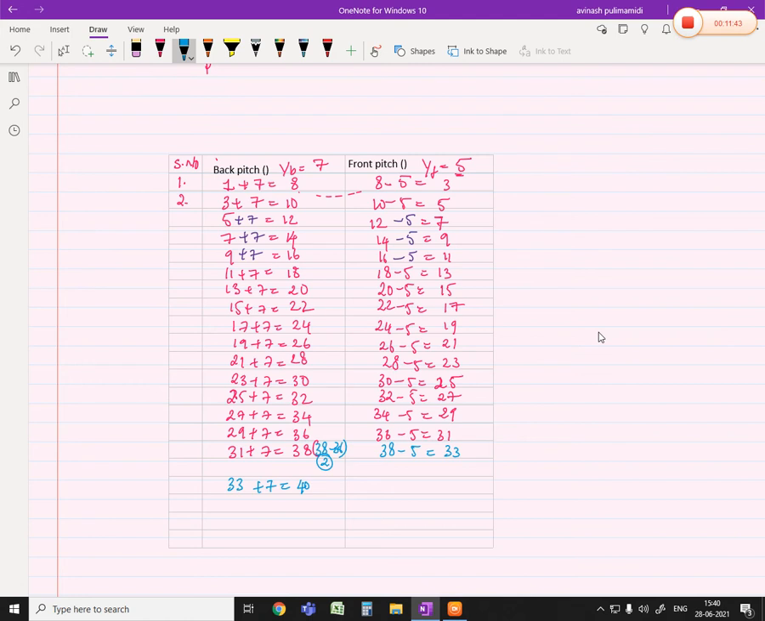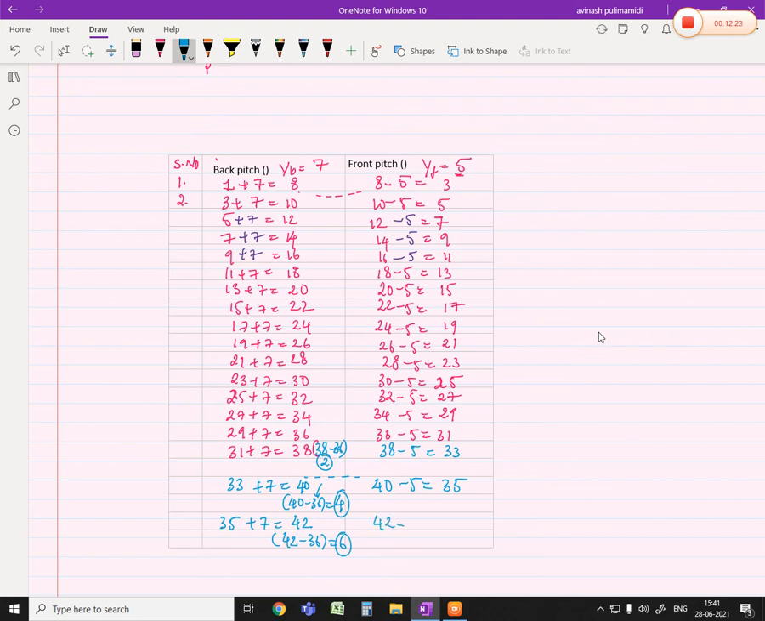40. 40 means, how to write this one? 40 minus 36. Because we have limit up to 36. So how much? It is 4. Now take the same value 40. 40 minus 5 will be 35. So take this 35 here. 35 plus 7, 42. 42 means we have a limit up to 36. 42 minus 36 will be 6.